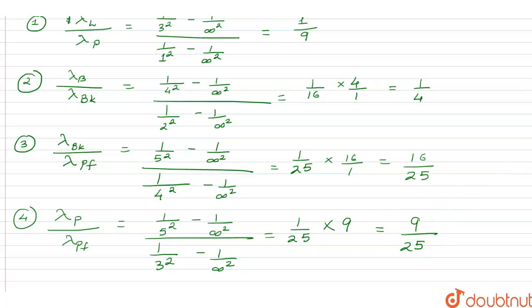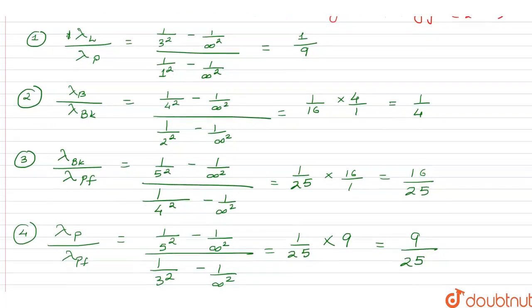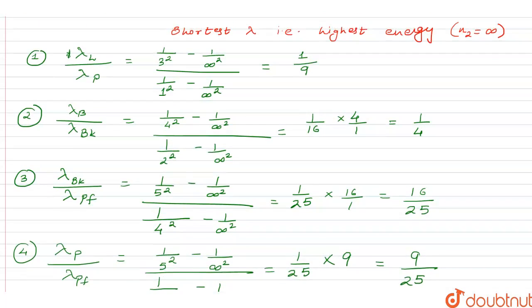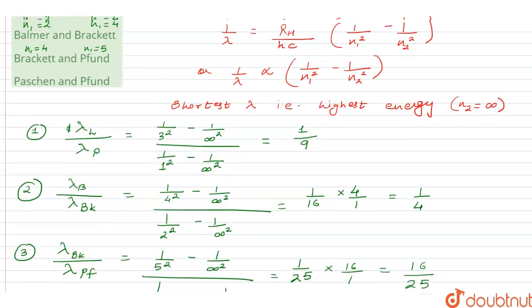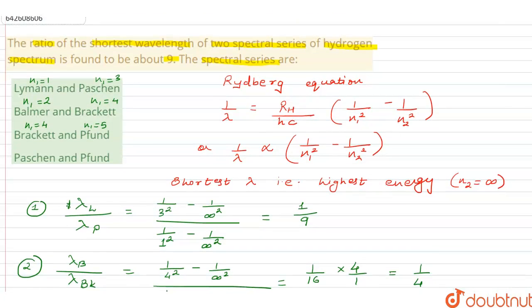So as you can see here, it's 1 upon 9, 1 upon 4, 16 by 25, 9 by 25. So which obviously means we have already got the answer. The ratio of the shortest wavelength is found to be 9. So in that case, it is obviously going to be Lyman and Paschen itself, because we have got it here. So option number 1 is the correct one. I hope you understood the explanation.